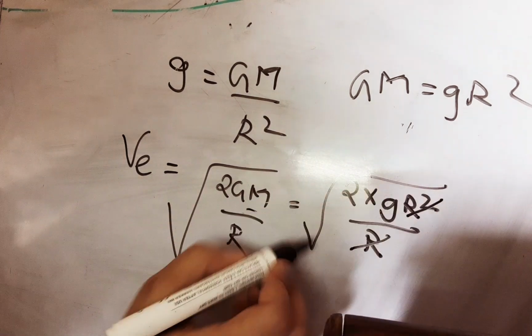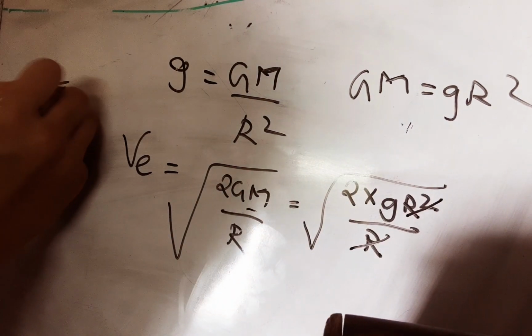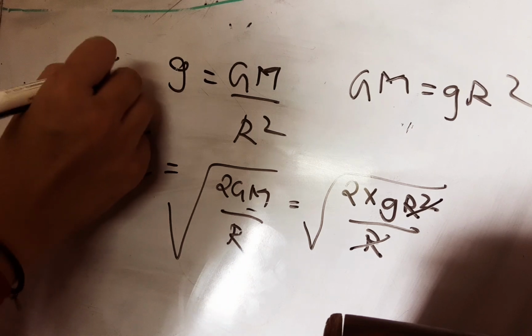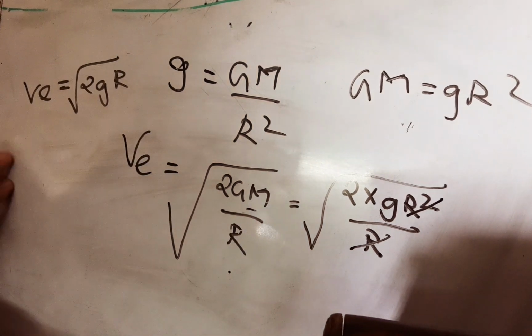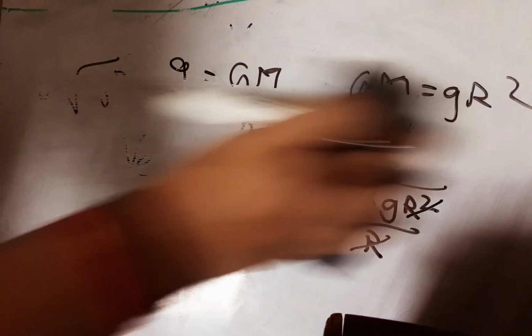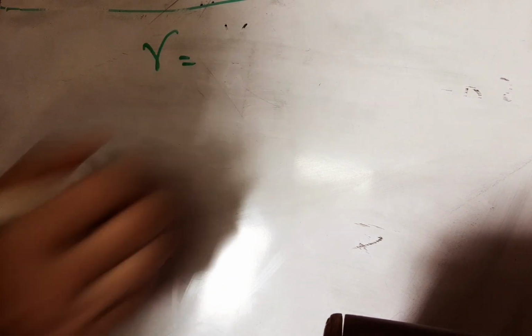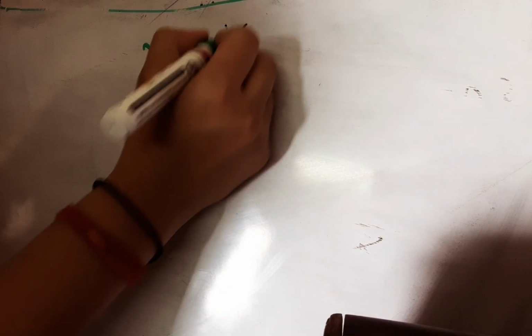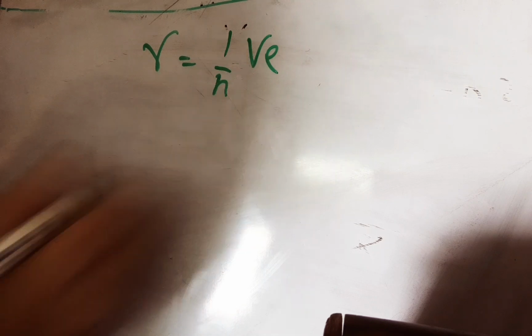r and r get cancelled. So escape velocity is equal to under root of 2gr. Now we'll come back to our own case. See, what was our case? Whatever velocity is given to us, it is 1 by n times the escape velocity.